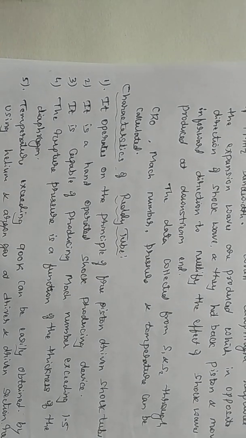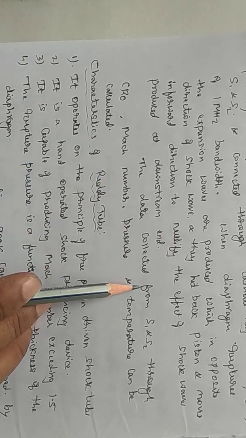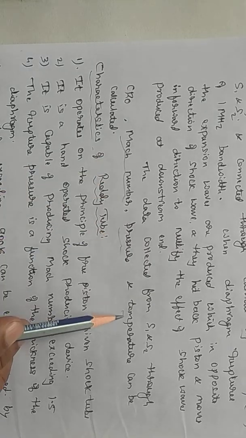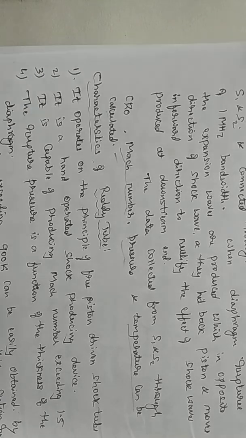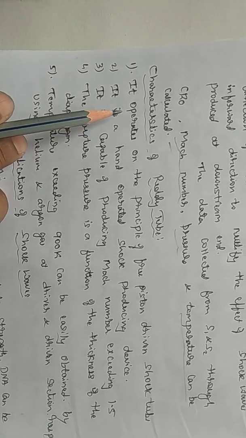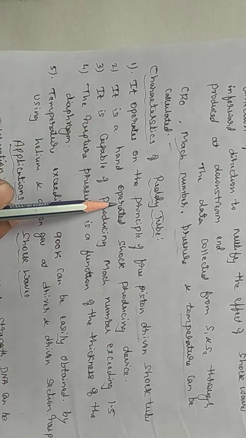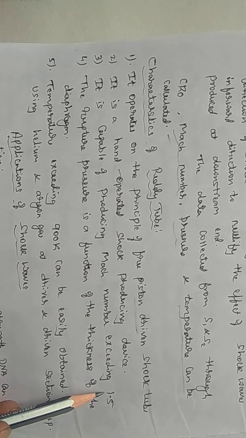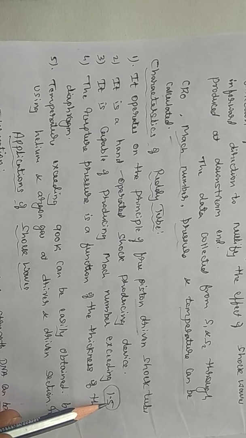From the data collected from S1 and S2 through the CRO, the Mach number, the pressure and the temperature can be calculated. Then, what are the characteristics of this particular Reddy shock tube? It operates on the principle of a free piston driven shock. We are using the piston. Second, it is hand operated, as we have discussed here, and it is capable of producing a Mach number exceeding 1.5. More than 1.5 Mach number we can produce with this small setup.